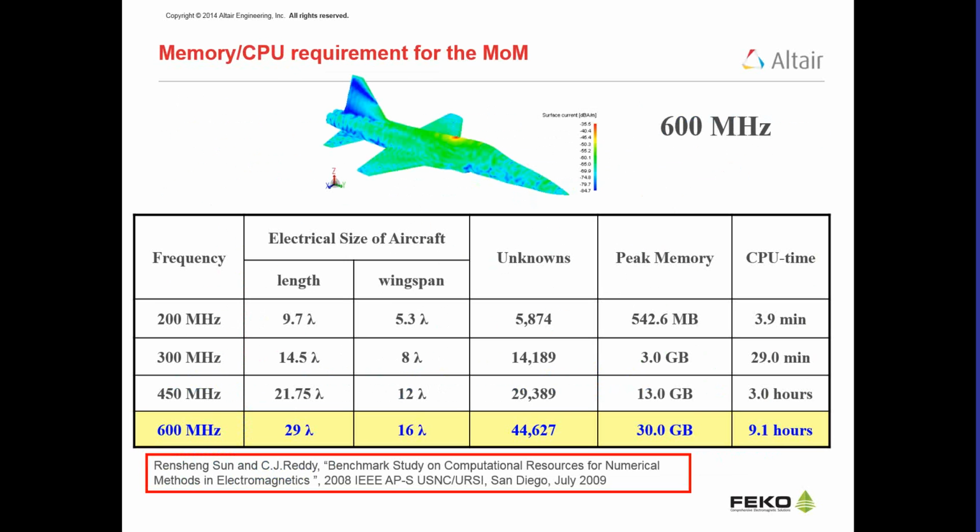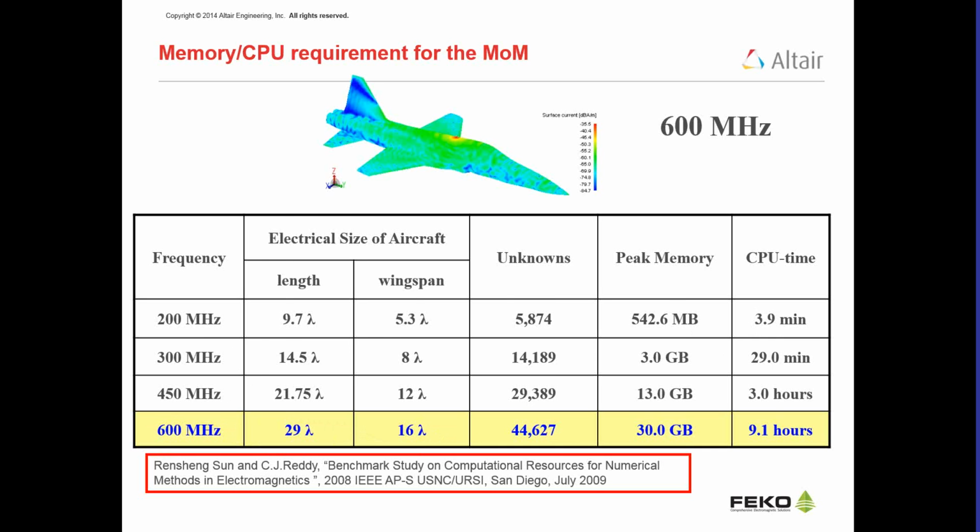Using method of moments, we tried this on a machine that has 32 gigabytes of RAM. You can see that at 200 megahertz, it takes around 500 megabytes of memory and 4 minutes of CPU time. Pushing this all the way to 600 megahertz, that is 30 wavelengths long and 16 wavelengths in wingspan, it takes around 30 gigabytes and 9 hours of time. This is where we can ask: what can we do after going beyond 600 megahertz?